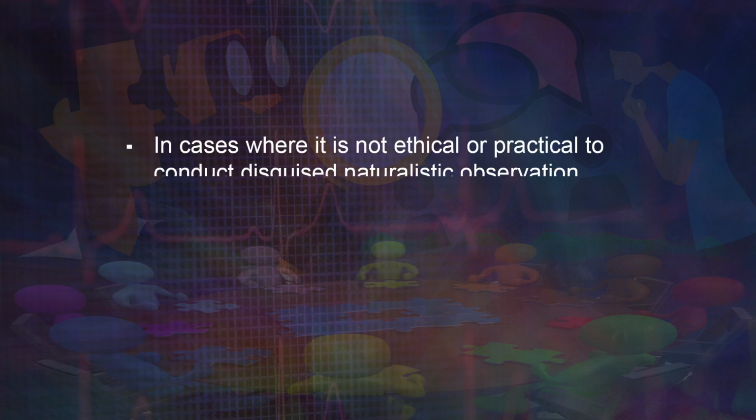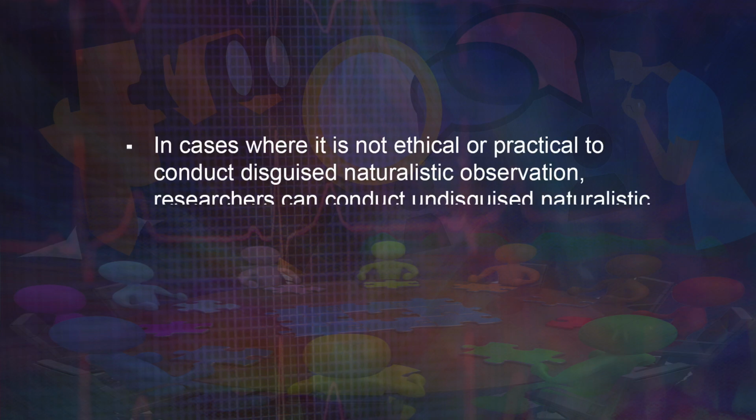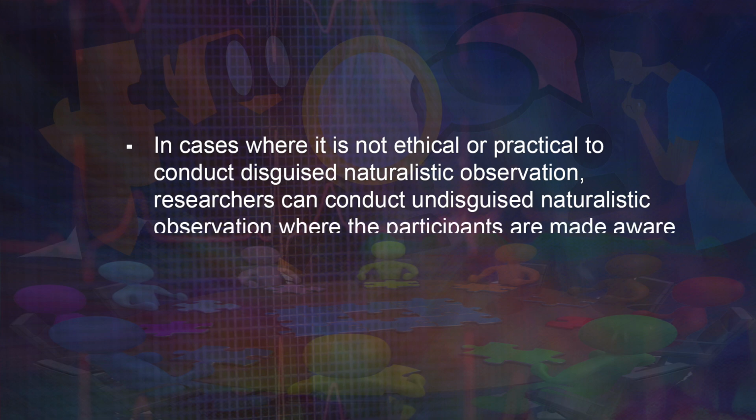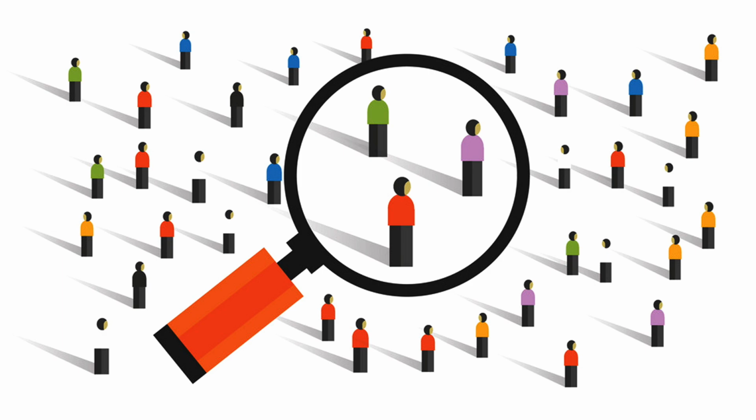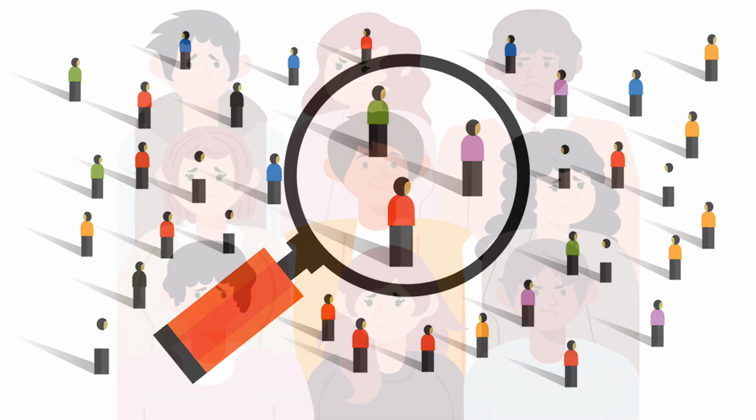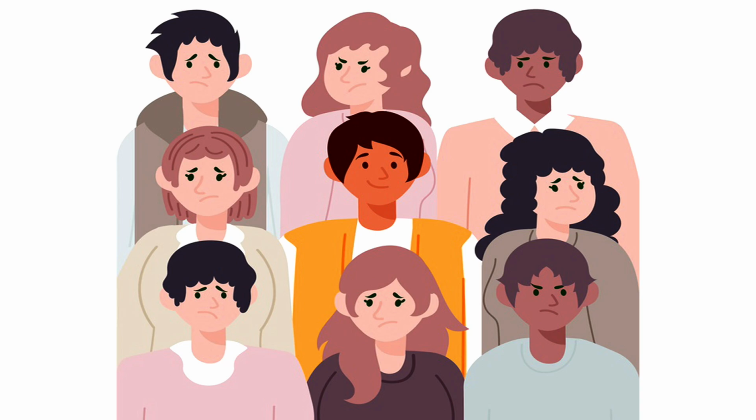In cases where it is not ethical or practical to conduct disguised naturalistic observation, researchers can conduct undisguised naturalistic observation, where the participants are made aware of researchers' presence and monitoring of their behavior. However, one concern with undisguised naturalistic observation is reactivity. Reactivity is when a measure changes participants' behavior.